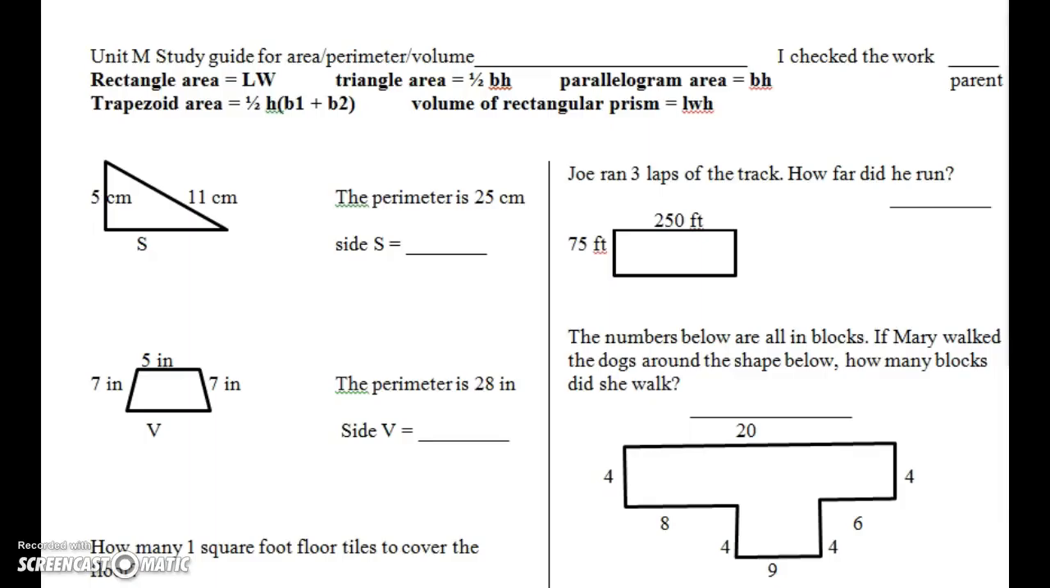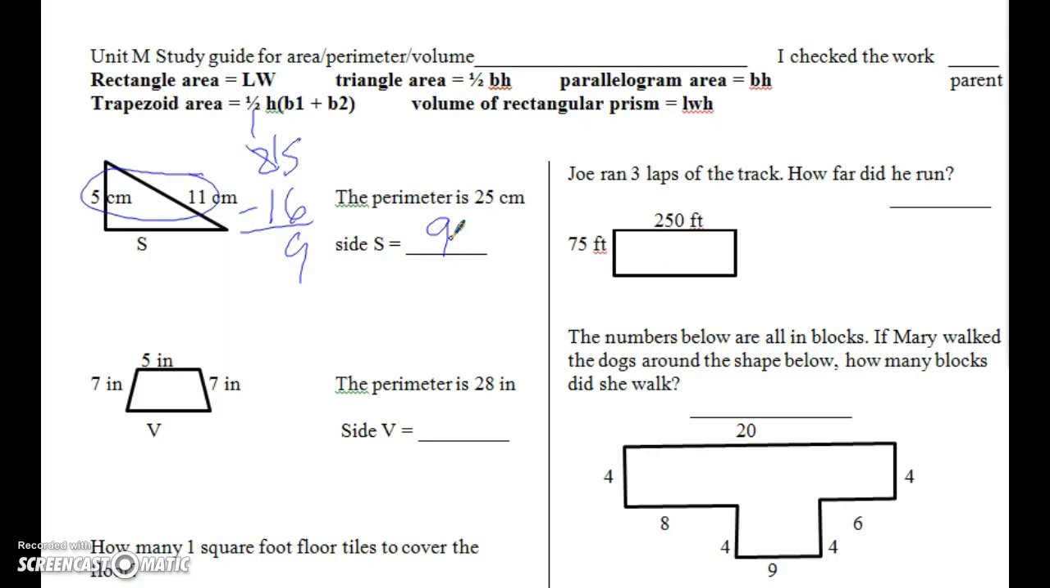Let's go through the answers for the study guide. First question we have here, the perimeter is 25, so the distance all the way around is 25. I'm trying to find the side. 5 plus 11 is 16. I need to subtract that from the 25, and it's going to tell me side S equals 9.